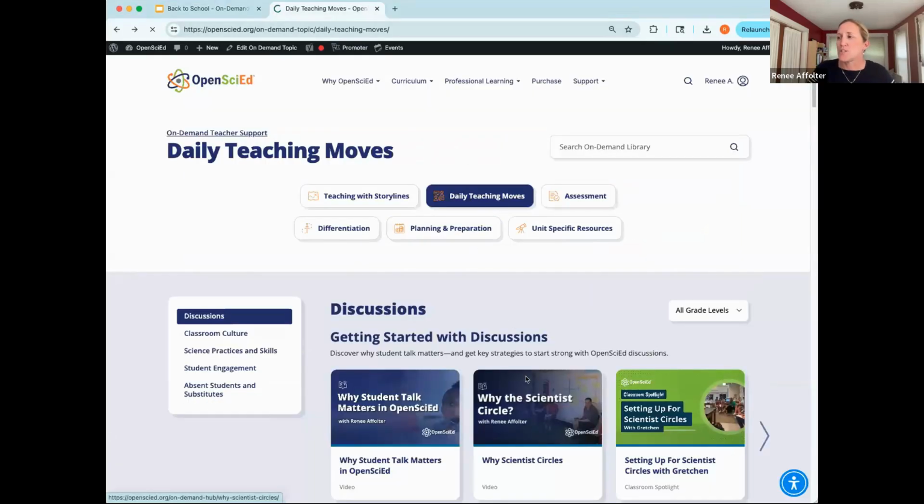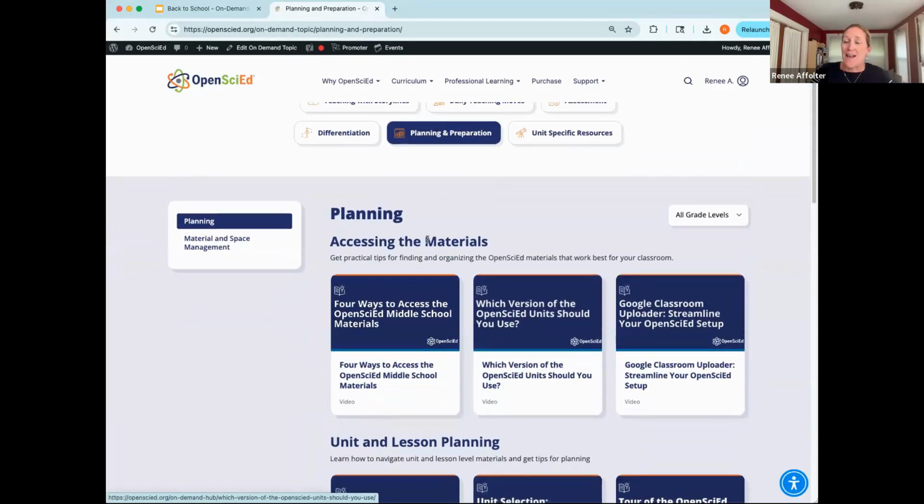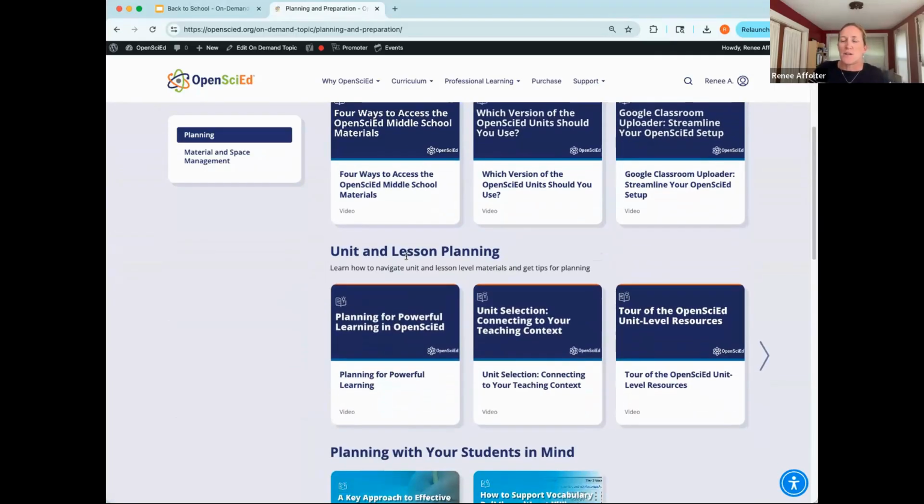If I go to planning and preparation, I'm going to see there's a section about accessing the materials. And so first there's how do I even access them? What are the 4 different ways I can do that? What version should I use? How do I use the Google Classroom Uploader? Then there are some unit and lesson planning tools. So there's a video about planning in general. There's a video about unit selection, a tour of the unit level resources.